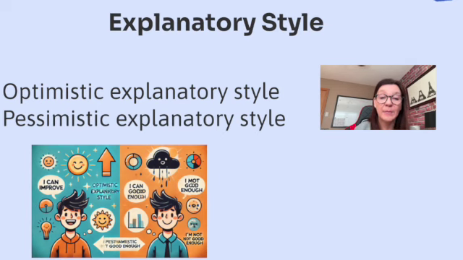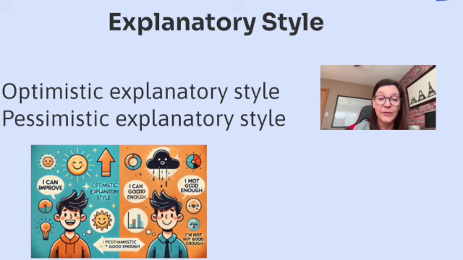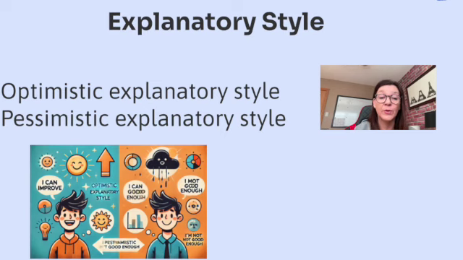So, to sum this one up, the way you explain events in your life, your explanatory style, matters. Optimistic attributions help build resilience and positivity, while pessimistic attributions can reinforce negativity and stress. Now, next time something happens, stop and think. Are you focusing on internal or external factors? And how might that change your perspective?